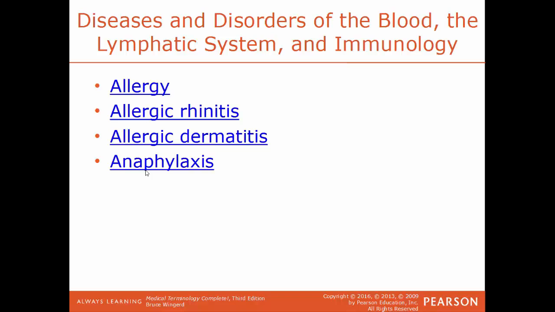The allergic dermatitis is where you get an inflammation of the skin caused by an allergic reaction. This could be anything from severe itching to redness or scaling. Some common causes of this: soaps or poison ivy or fragrances, anything that touches the skin and it causes an allergic reaction. And last one here, anaphylaxis.